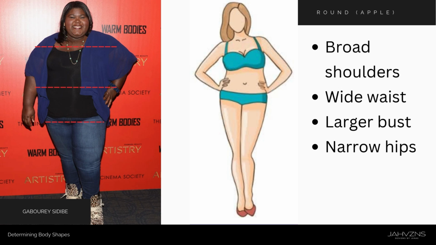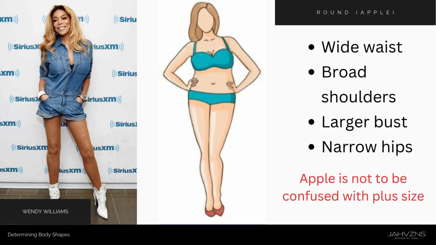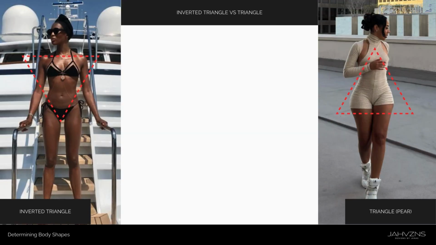I really want to emphasize that apple shapes do not depend on how much a person weighs. Let's use Wendy Williams as an example. She would often be mistaken for a triangle shape due to her large breasts and narrow hips. This will further be explained in the next segment.